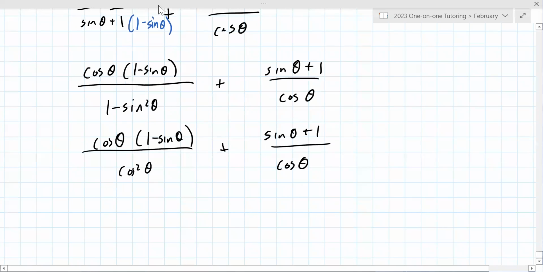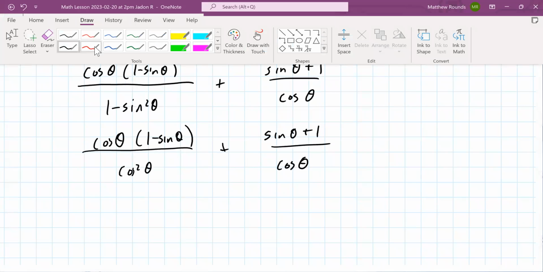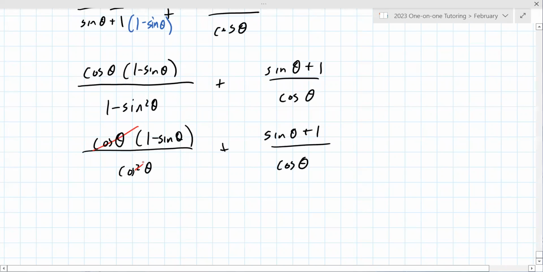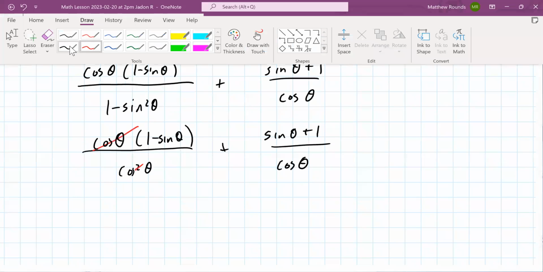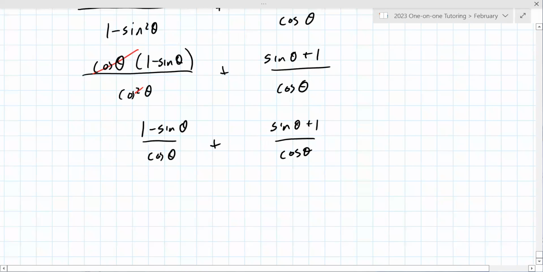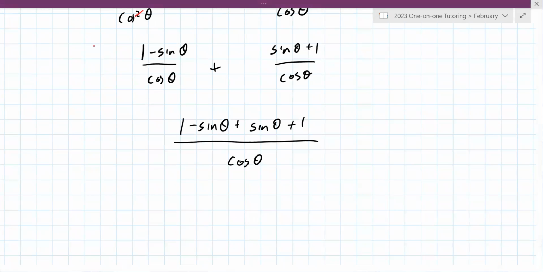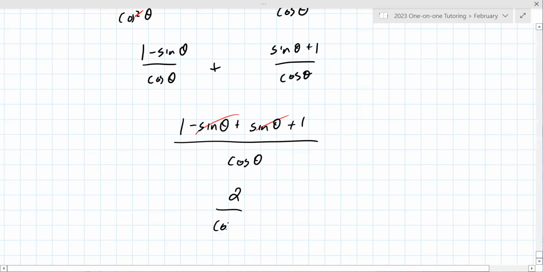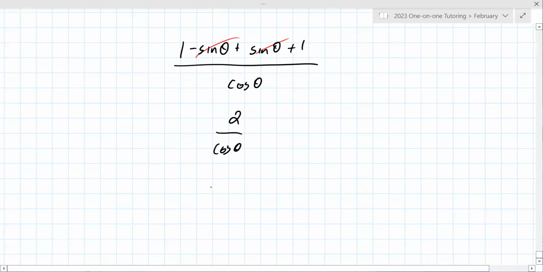And so now we've got a cancellation. And then now the bottoms are the same. The denominators are finally the same. We've got 1 minus sine theta over cosine theta, sine theta plus 1 over cosine theta. Bottoms are now the same. So we've got 1 minus sine theta plus sine theta plus 1 over cosine theta. Sines cancel. And you're left with 2 over cosine theta, which is in fact 2 secant theta.